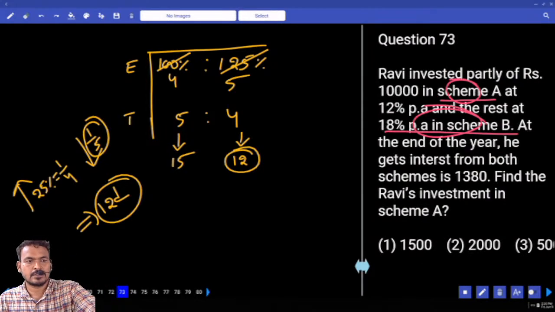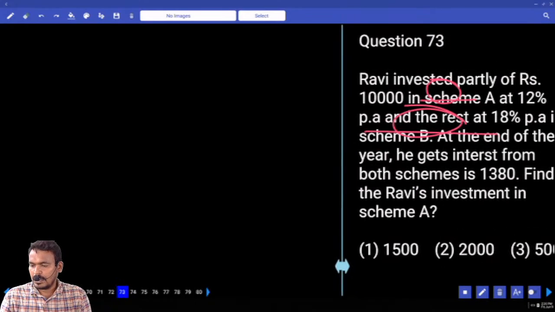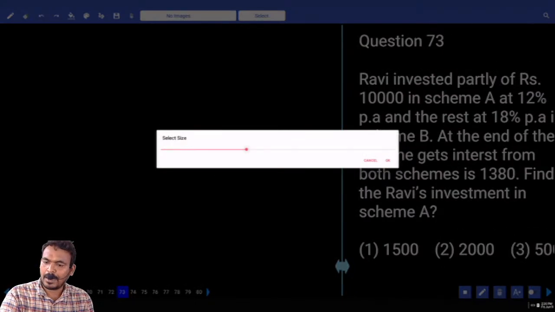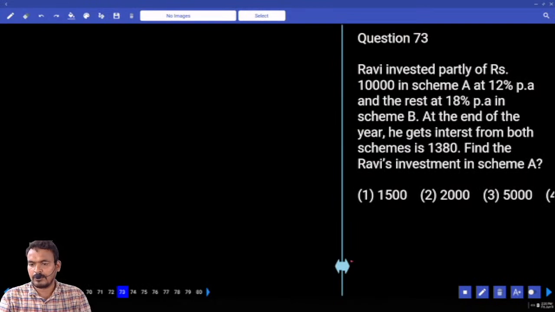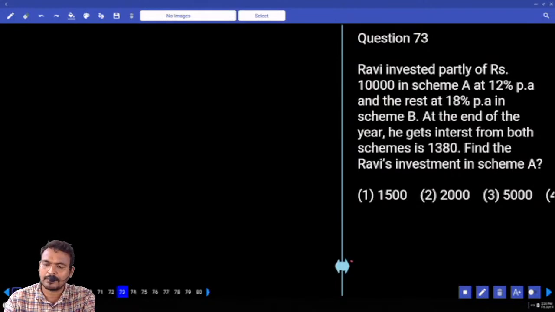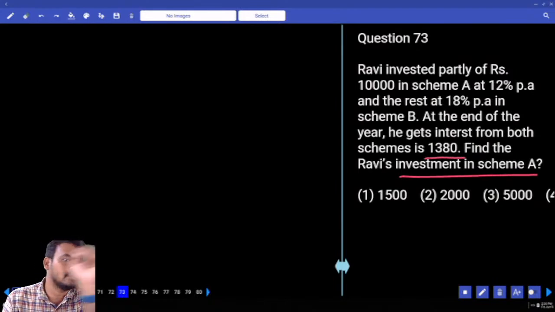Next, question number 73. Ravi invested part of 10,000 in scheme A at 12% per annum and the rest at 18% per annum in scheme B. At the end of the year, he gets interest from both schemes of how much? 1380. Find Ravi's investment in scheme A. In both the schemes he gets how many rupees of interest? 1380. But we require the investment in scheme A.